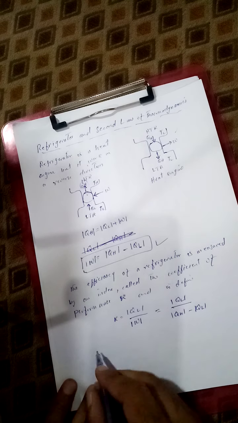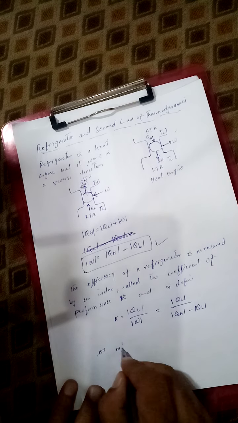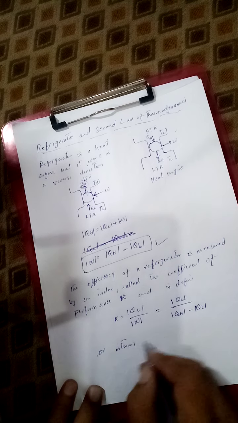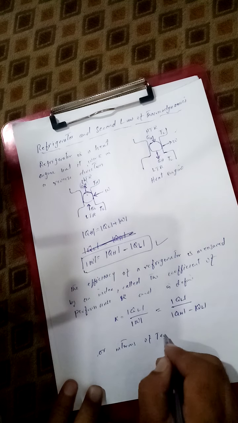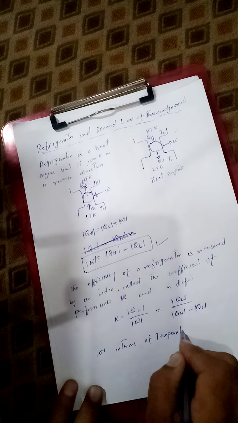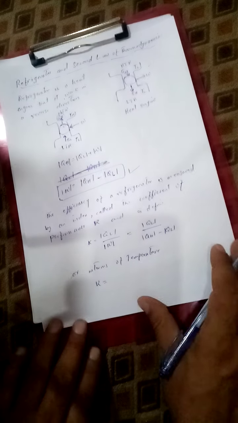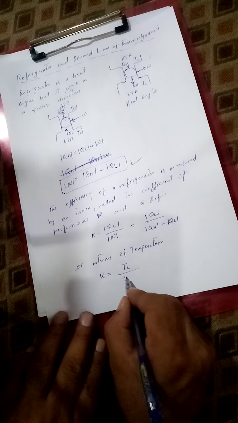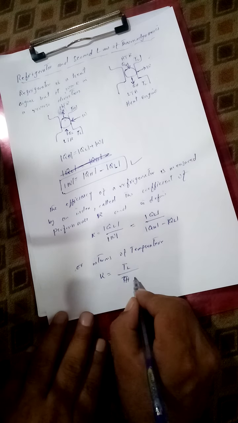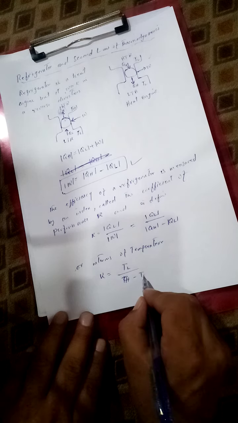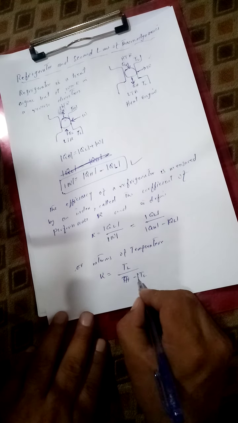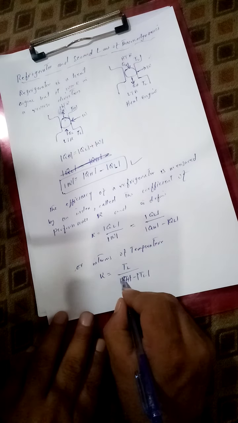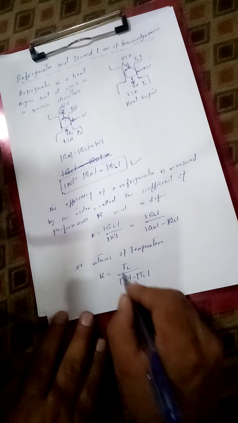Or in terms of temperature, the above equation can be written as K is equal to TL divided by TH minus TL. But we will take the absolute value. This is TH, okay.